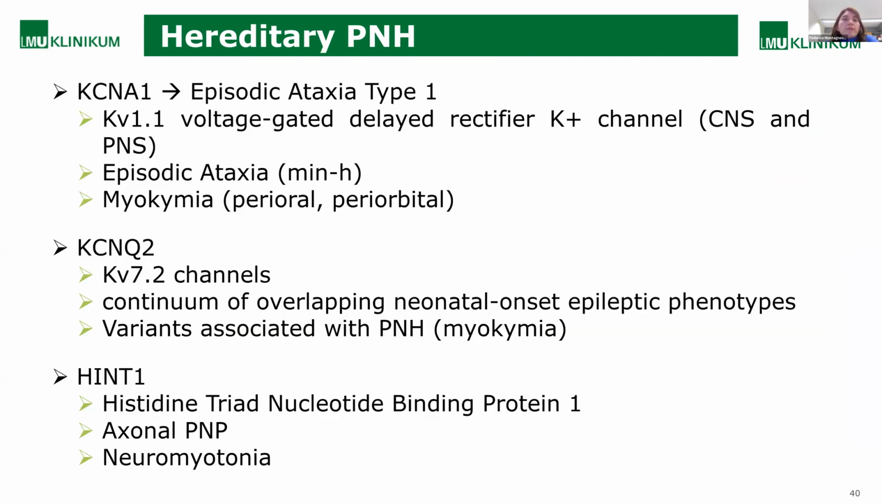We should also think of some hereditary form of peripheral nerve hyperexcitability, as we might see in episodic ataxia type 1, where we have the combination of episodic ataxia and myokymia, especially in the facial muscles. We can also have myokymia in some neonatal onset epileptic phenotypes, also associated to this specific isoform of the centrally expressed potassium channel. And another form of hereditary peripheral nerve hyperexcitability is this HINT1 hereditary polyneuropathy, characterized by severe and usually early beginning axonal polyneuropathy with EMG detection of neuromyotonic discharges.